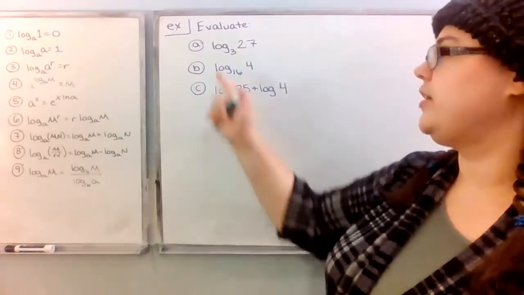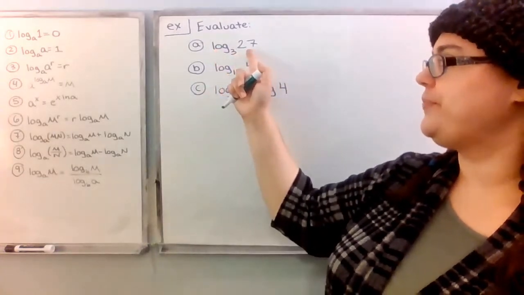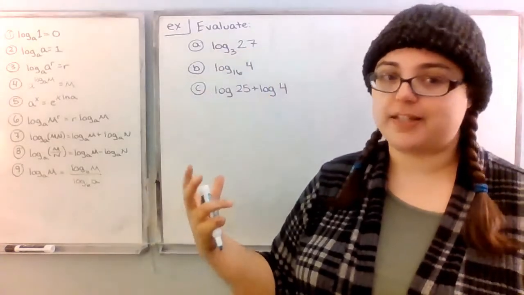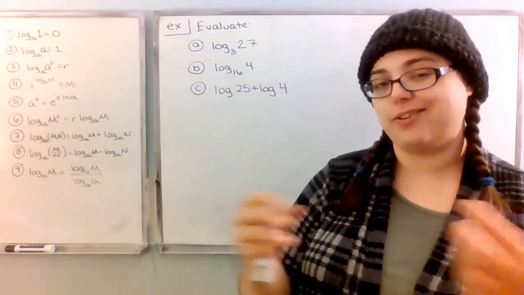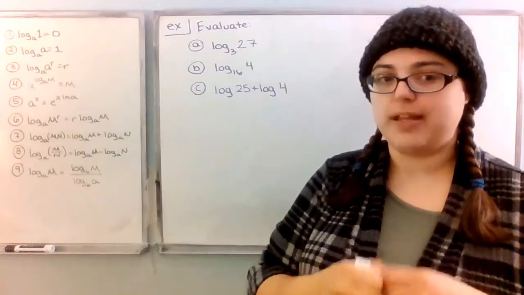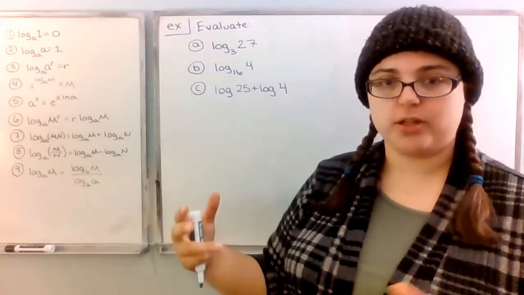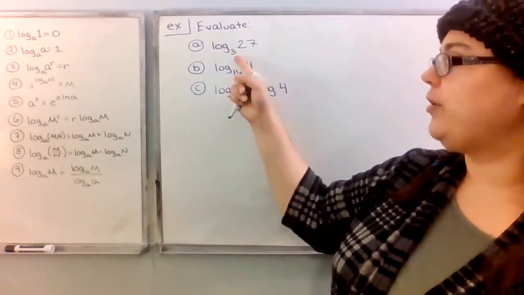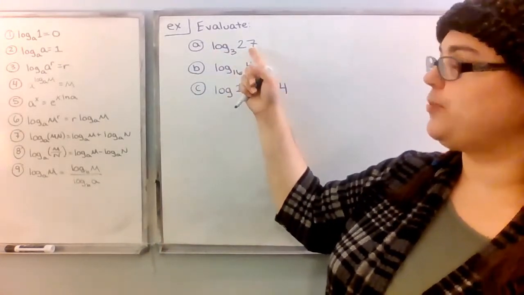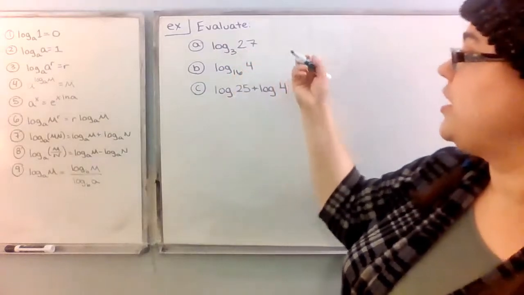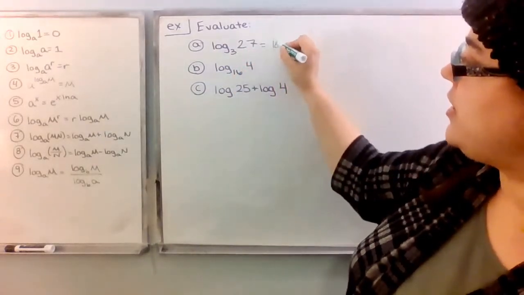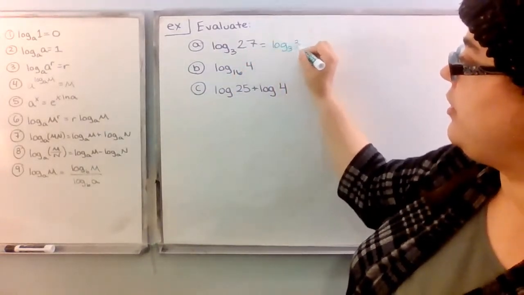So for instance, here I have log base 3 of 27. When you're evaluating a logarithmic expression, it's really helpful if you can get the argument, the thing inside the logarithm, in terms of the base of the logarithm as an exponential expression. So since our base here is 3 and 27 is the same as 3 cubed, I'm going to rewrite this as log base 3 of 3 cubed.